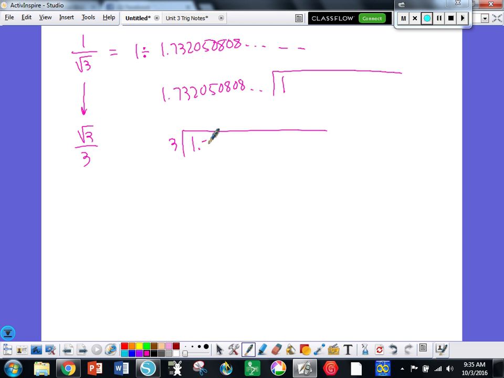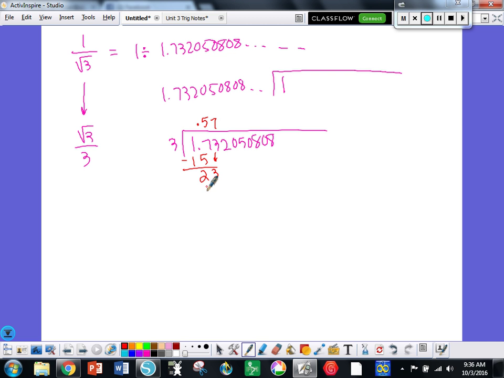Is this one a little bit more doable by hand? Yeah. If you were to go back to the 3rd grade, this is how you would solve this problem. You would bring your decimal up. You would say 3 goes into 17 5 times, because 5 times 3 is 15. Subtract, you get a 2. Bring down the 3. 3 goes into 23 7 times.